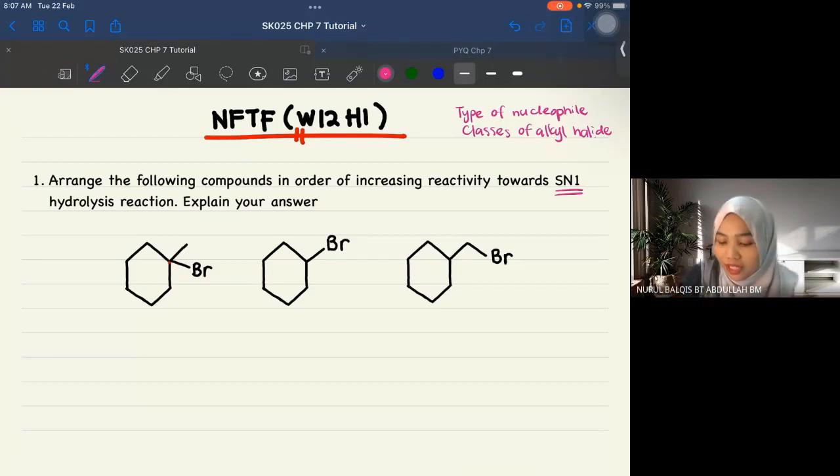Okay, maksudnya dia tak rush lah untuk immediately buat. Jadi SN1 usually kita favor for weak nucleophile lah. But you can also use the strong nucleophile, tapi depends juga. Okay, depends kepada awak punya type of classes of alkyl halide. Okay, now look at your compound here.